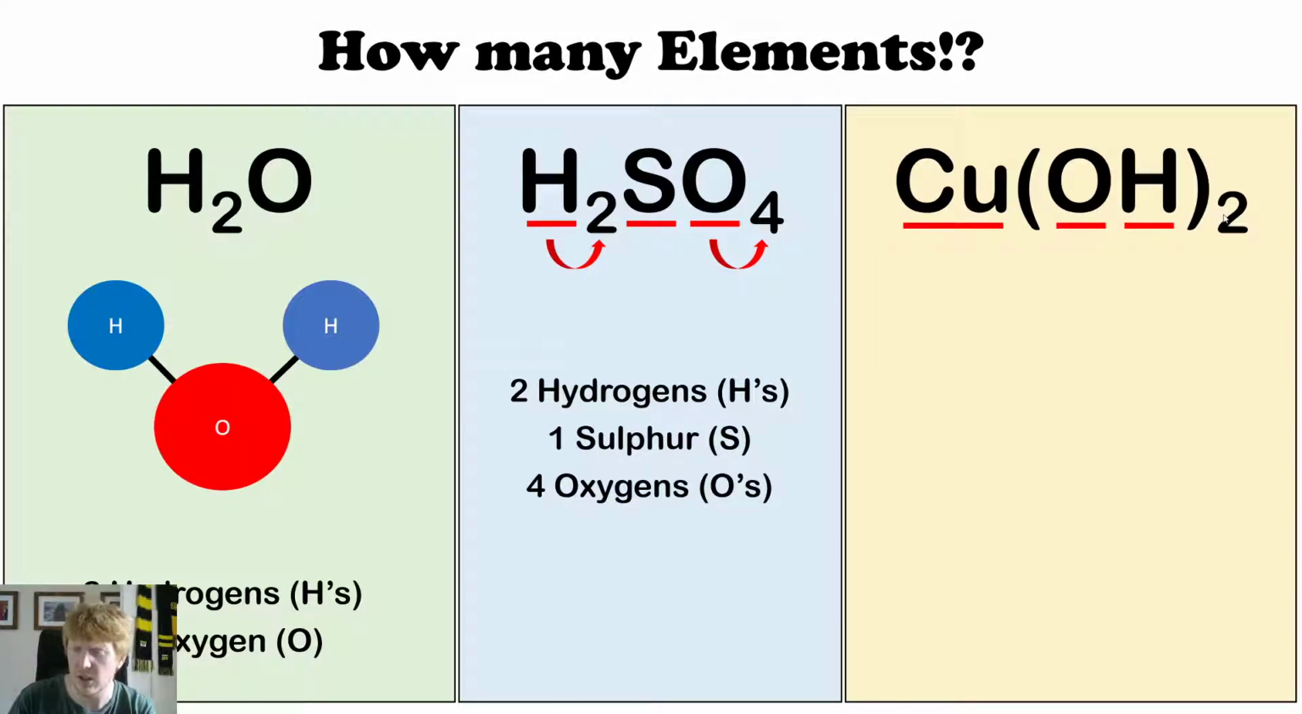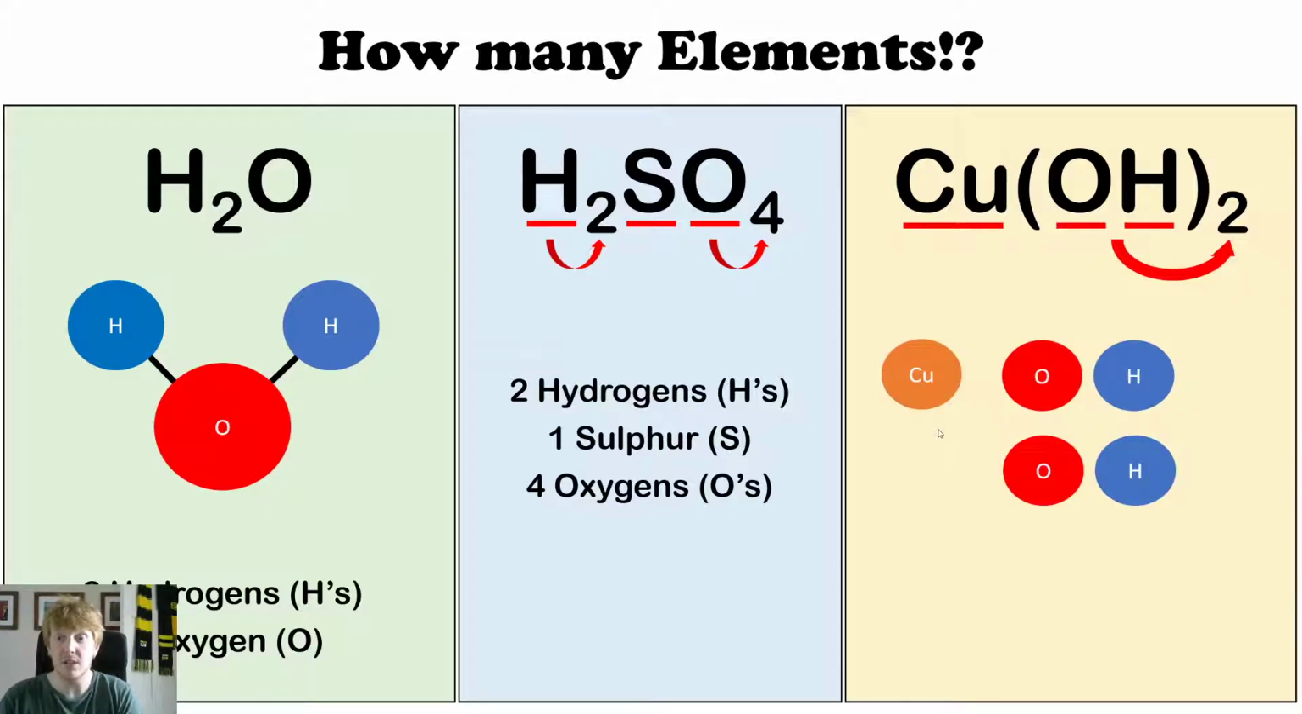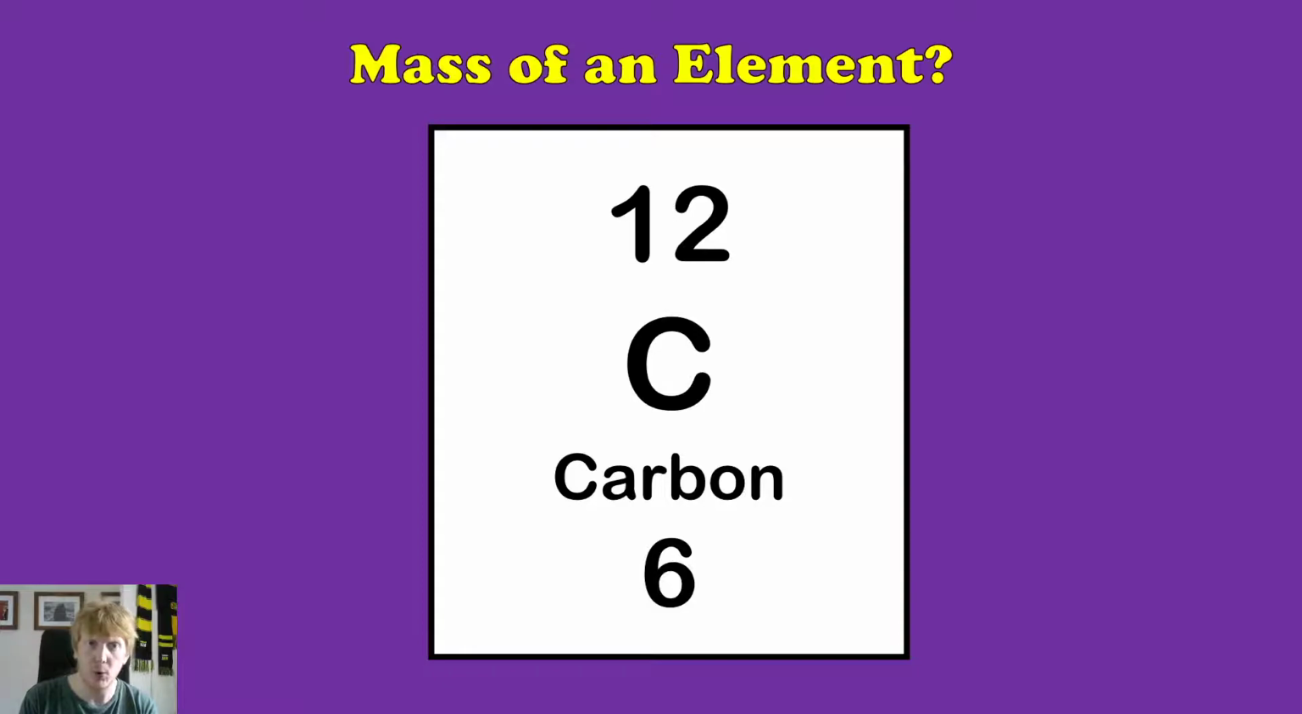So let's visualize this before I go through it. Okay, so copper, there's one. Now imagine you had OH, which is the oxygen and the hydrogen, but you had two of them, okay? And so there's two of this hydroxide or OH group. Now to do that, it would look something like this. This is two OH groups. So what does this mean? Well, we just need to add them up. There is one copper, there are two oxygens, and there are going to be two hydrogens as well, okay? And this is how we work out how many elements are in a particular compound or molecule.